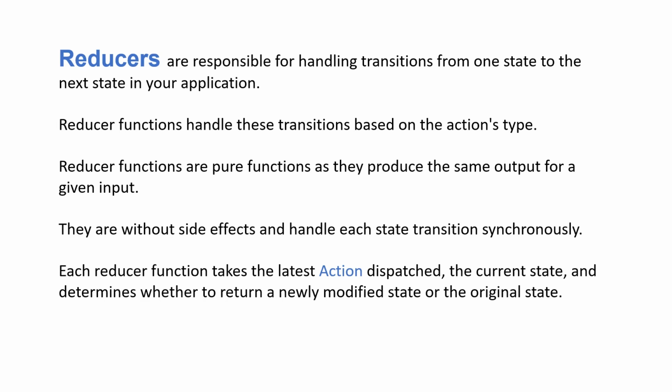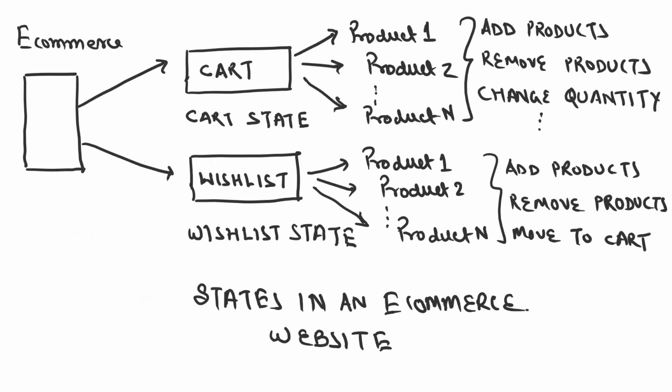To understand this, let's revisit our example. We had a cart state which initially consisted of product 1 till product n. When we perform an action known as add products, the task of the reducer is to add a new product to the product state. So say we have a product n plus 1 and we need to add it to the cart state. That's what the reducer does.